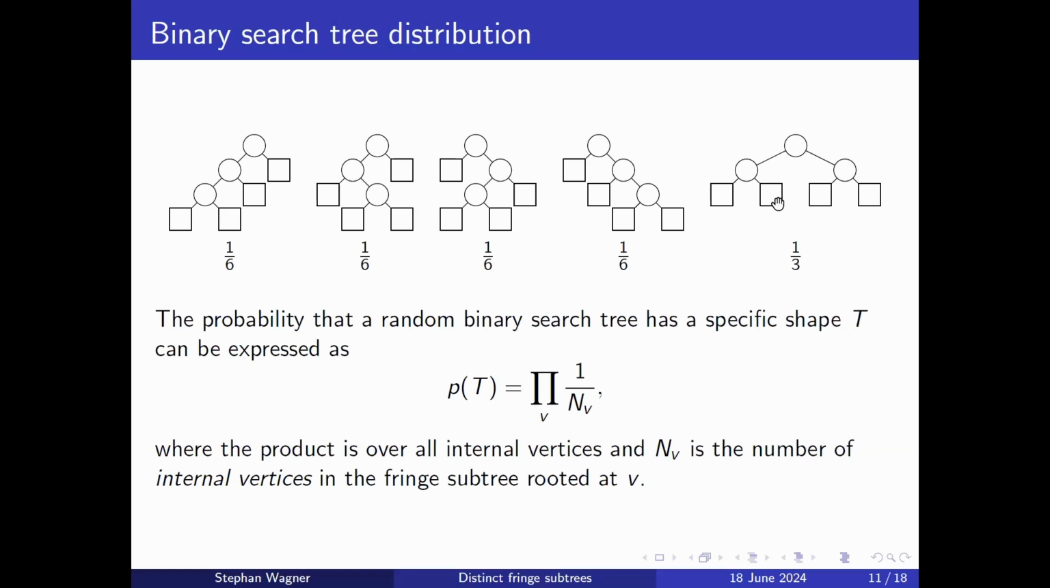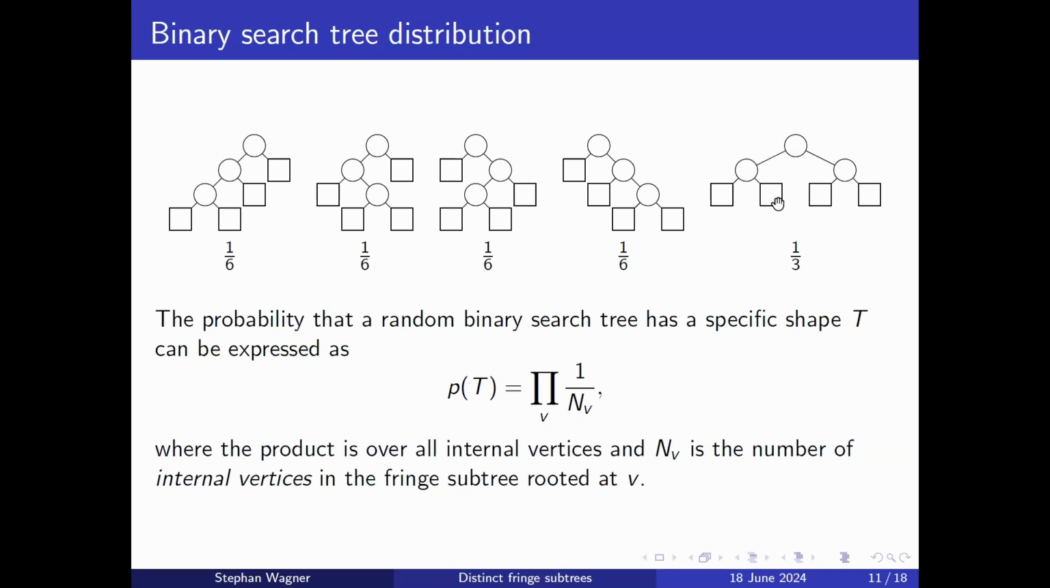And it can be expressed as this product here. I take the product over all the internal vertices, and NV here is the number of internal vertices in the fringe subtree. Or if you just focus on the tree that's built from the internal vertices, it's the size of the fringe subtree rooted at V.